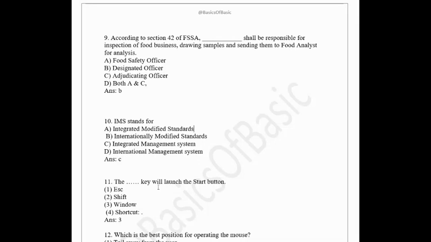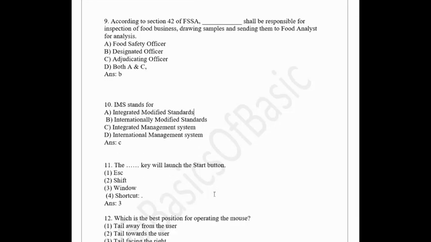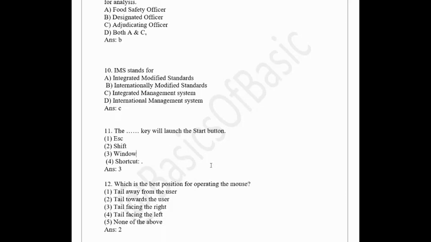The dash key will launch the start button. Which of the following will start button? It is very easy. Windows button will start the start button. Which is the best position for operating the mouse? This is a previous year question, of 2019. Tail away from the user, tail towards the user, tail facing the right, tail facing the left, none of the above. Consider this as a mouse, which has been divided like this with the scroll bar, and this is the wire.